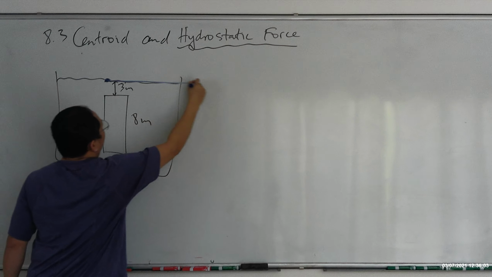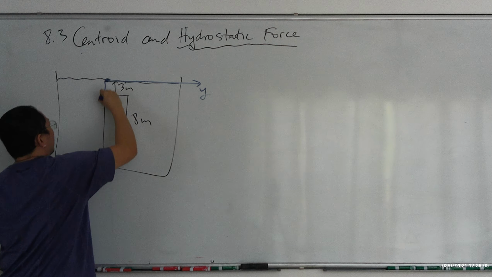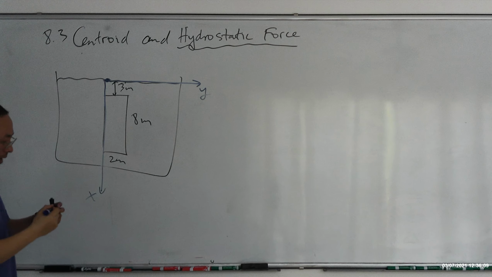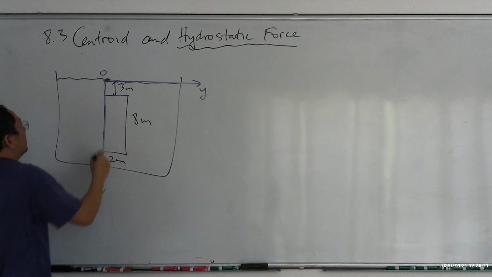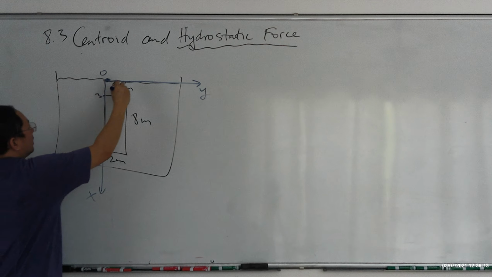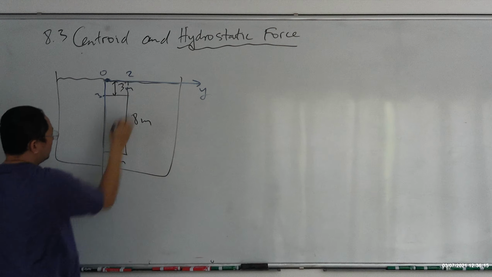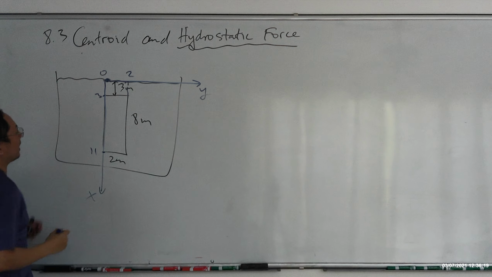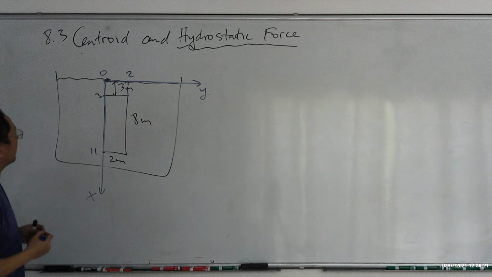And this is my y-axis, and this is my x-axis. Okay, I choose the center right here. This is what I got. So 0, 0 right here. This point is going to be 3, this point is going to be 2. See, 2. Okay, 3. This point is going to be 11. See how I get 11? 3 plus 8 is going to be 11.